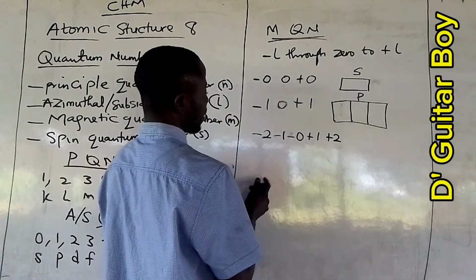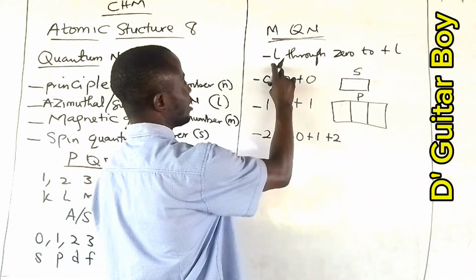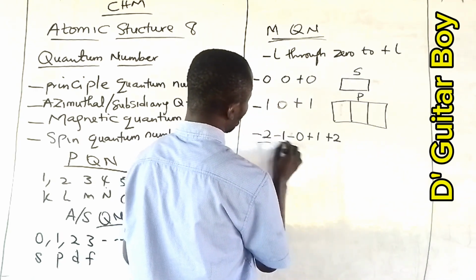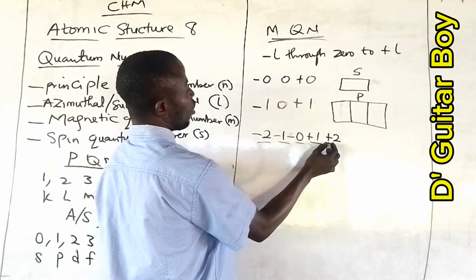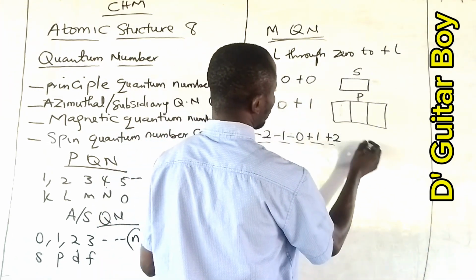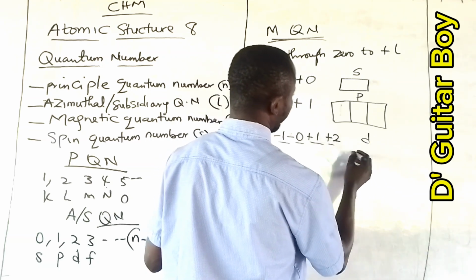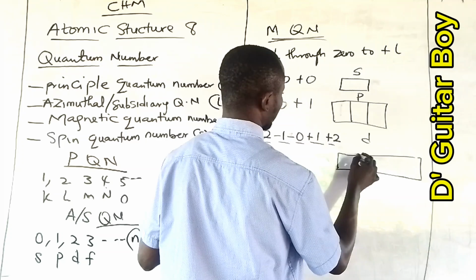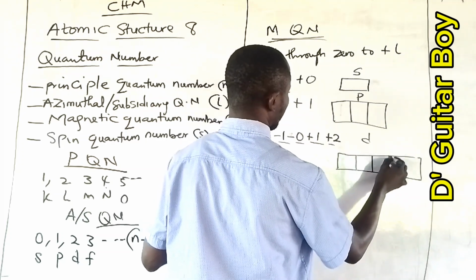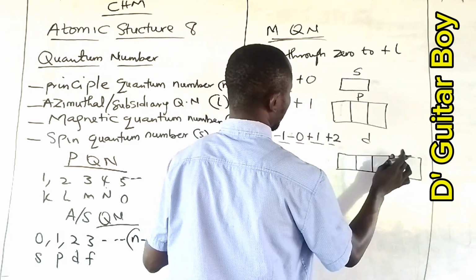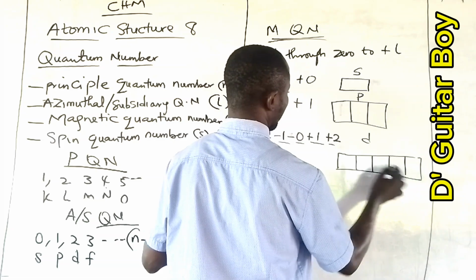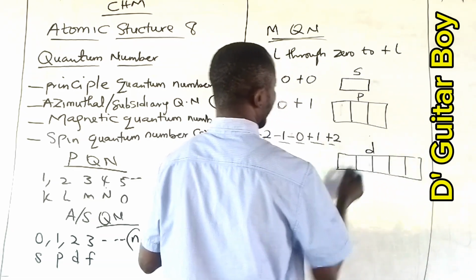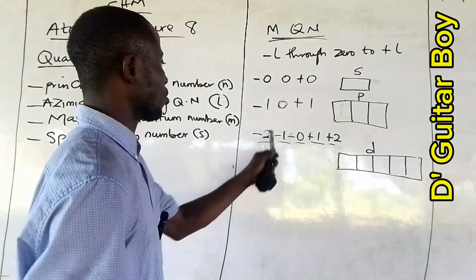So you now see that all the values here are different also. You can check it by adding them, the same thing I did here. You now count the number: 1, 2, 3, 4, 5. You now see that this particular d orbital has 5 degenerate orbitals. So the d orbital has 5 degenerate orbitals. You see it on the board.